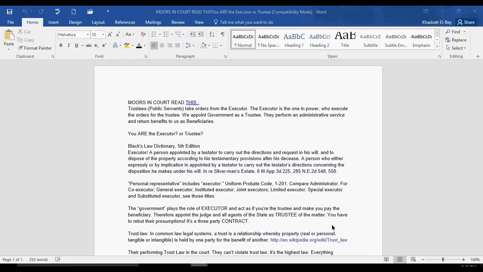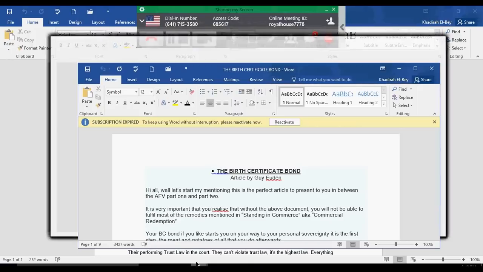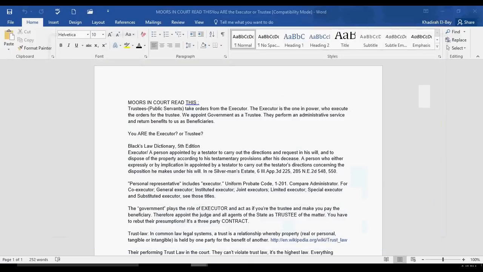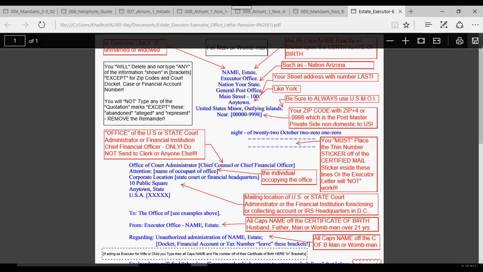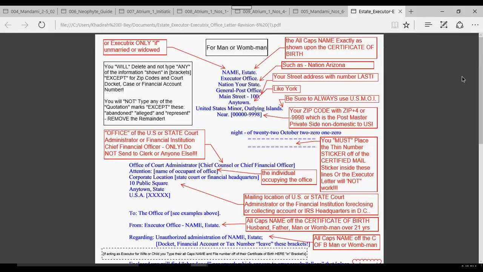This is an example of the executor and how it looks. The executor letter. Can everybody see it? You muted everybody. All right, so. Yeah. All right.